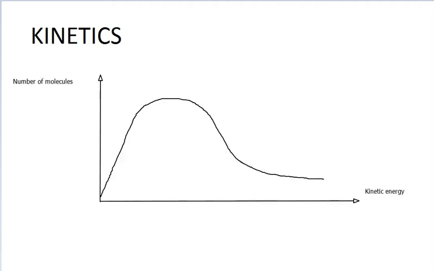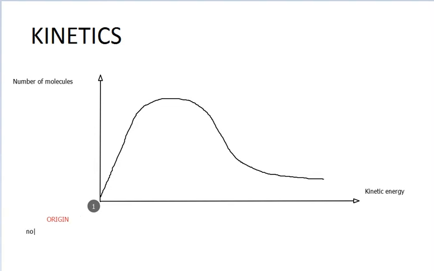Okay, so this is my diagram. On the x-axis we have kinetic energy, and on the y-axis we have the number of molecules. The area under the graph represents the total number of particles in the sample. There are a few specific points we need to note about this diagram. The first thing is that the graph always has to pass through the origin.